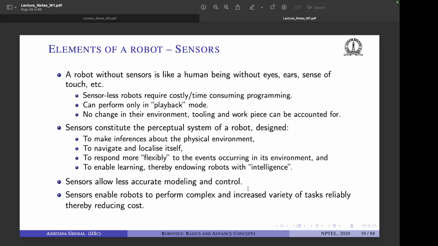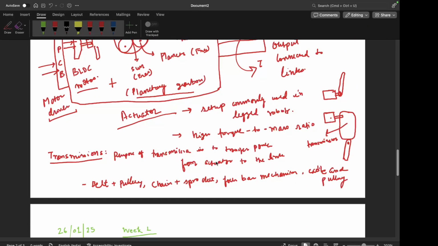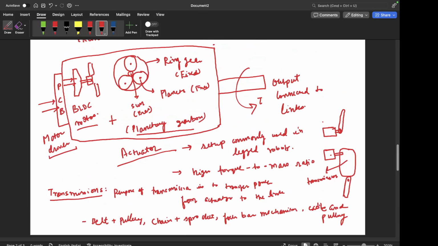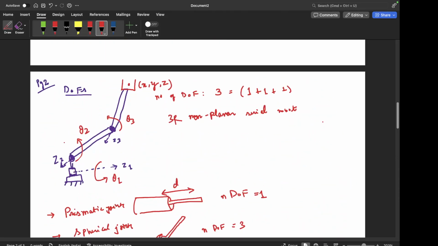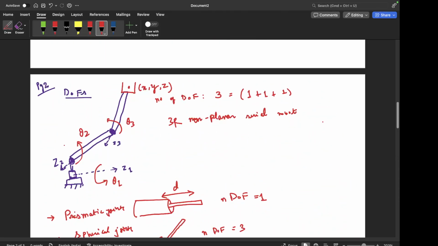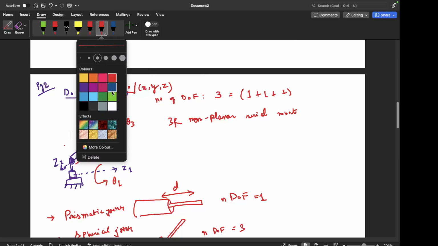So I will just quickly describe how a belt and pulley can be used to serve as a transmission in this case. That might be interesting to some of you. So I'll just draw an image here once again. So use a different color.